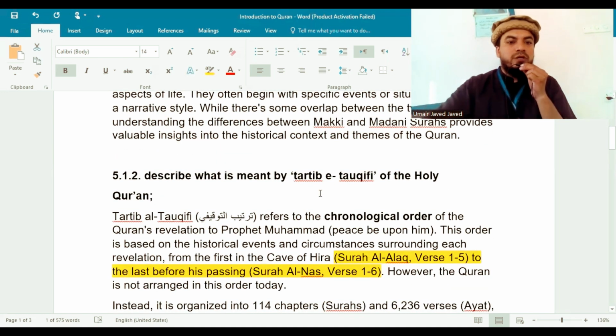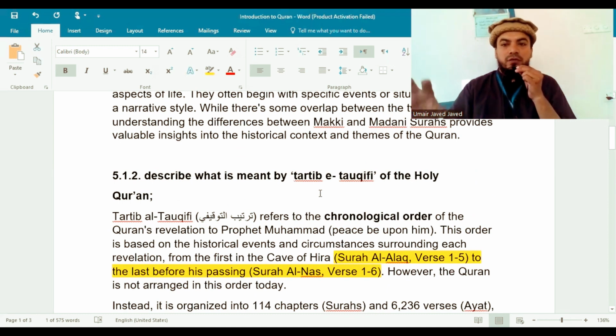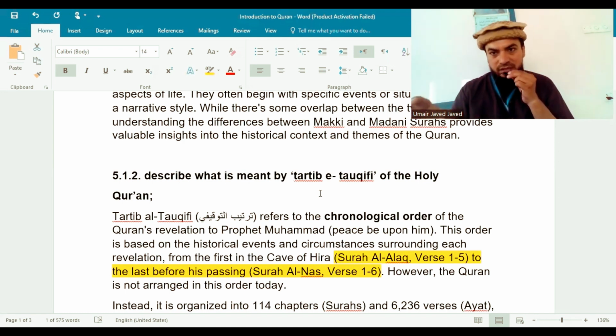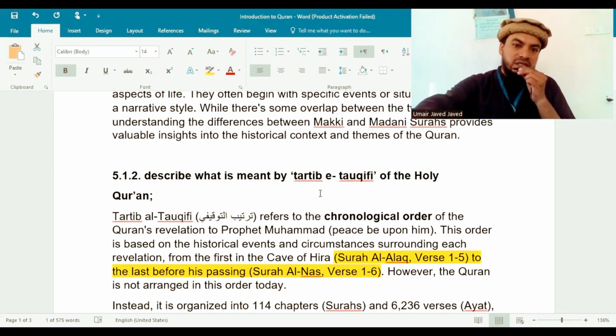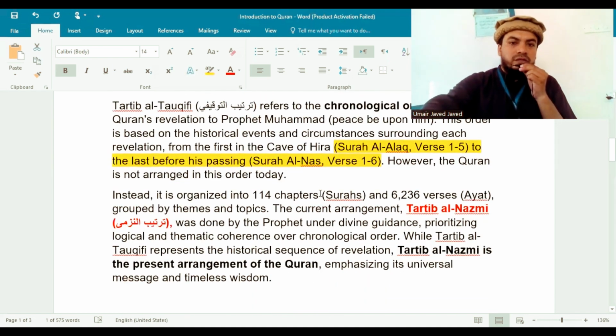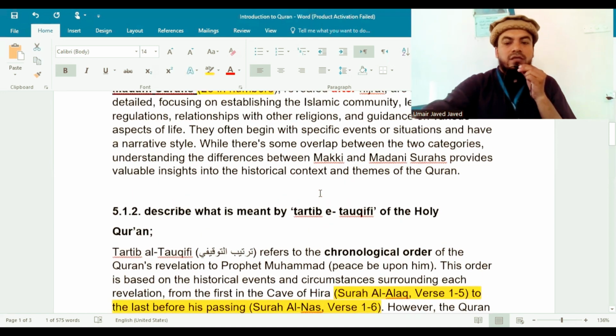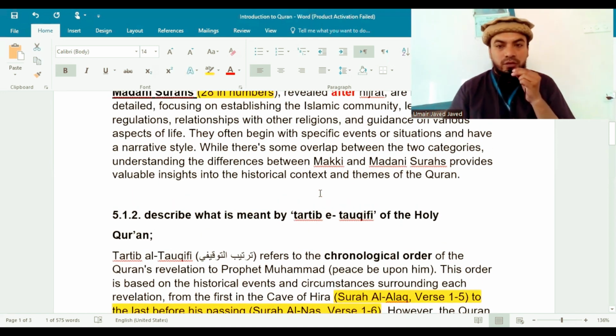The question number two, 5.1.2, describe what is meant by Tartib Tawqifi. Tartib means order, arrangement, sequence. Tawqifi means which is by Allah subhanahu wa ta'ala. This document is also set according to the measures and benchmark of AKB in CRQs. You can understand the Tartib Tawqifi, which refers to the chronological order.